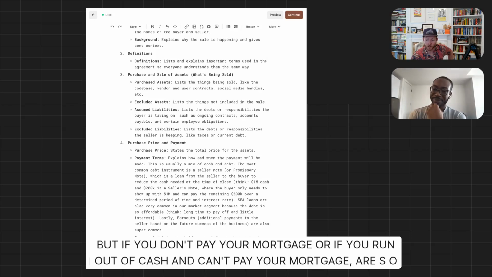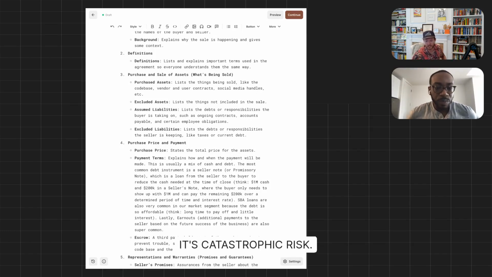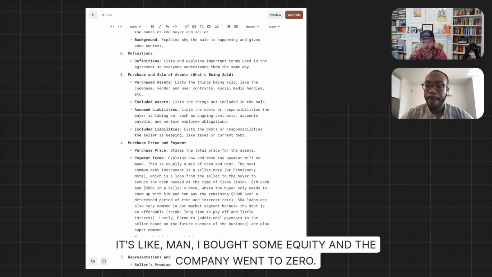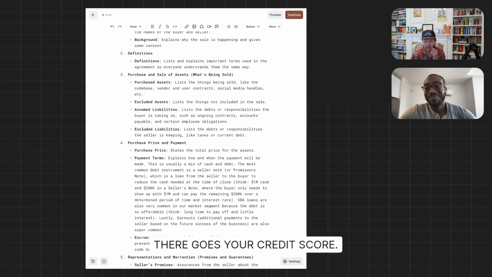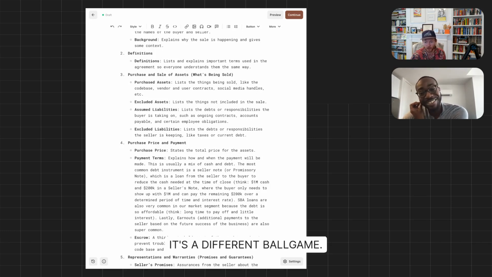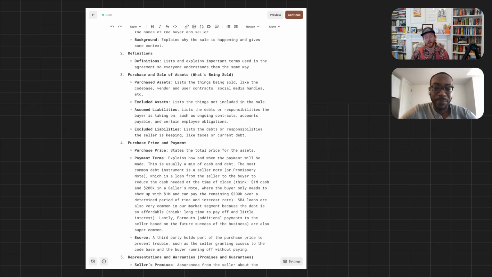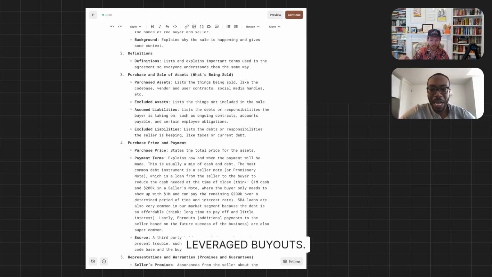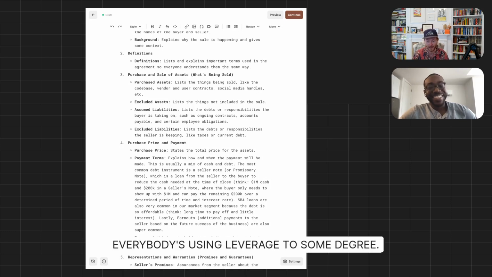But if you run out of cash and can't pay your mortgage, you are SOL. So debt service coverage: if you run out of cash to service your debt, it's catastrophic risk. That's the downside of debt. If you buy equity and the company goes to zero, okay, bummer. But if you took on a loan and can't pay it, there goes your credit score, and you have bankruptcy at risk. Personal guarantees, different collaterals. They come take your stuff. So it gets real. But there's a reason they're called LBOs, leveraged buyouts. Almost no one calls them just BOs. Everybody's using leverage to some degree.